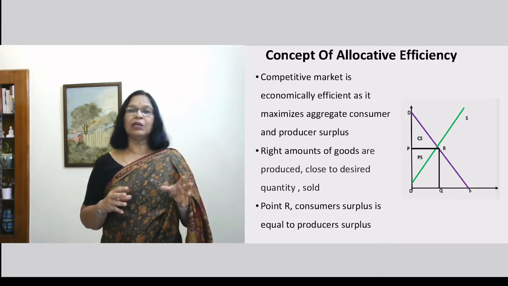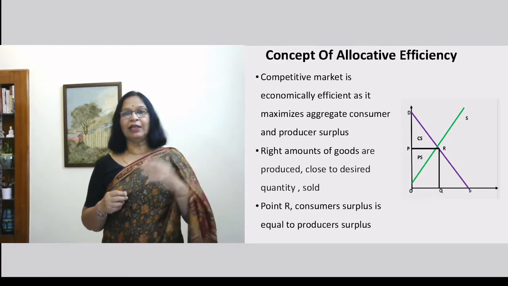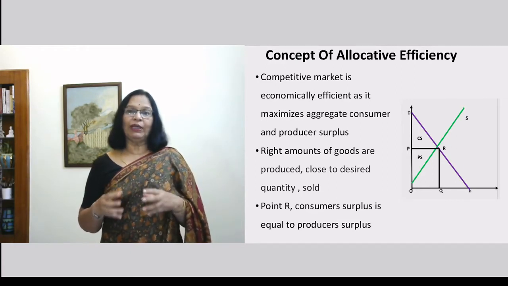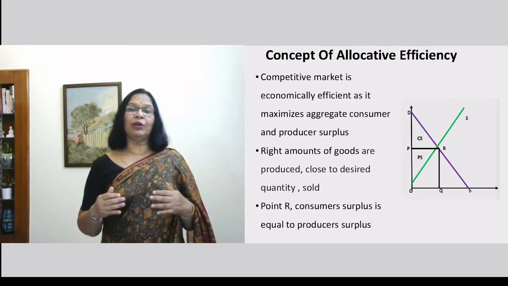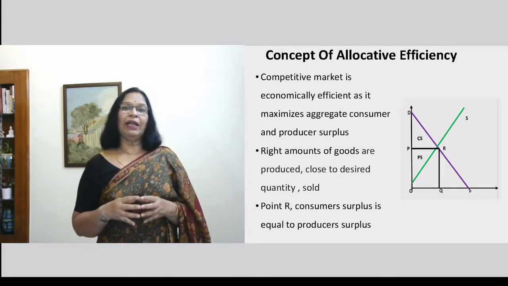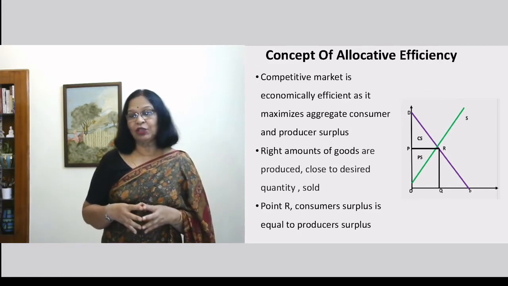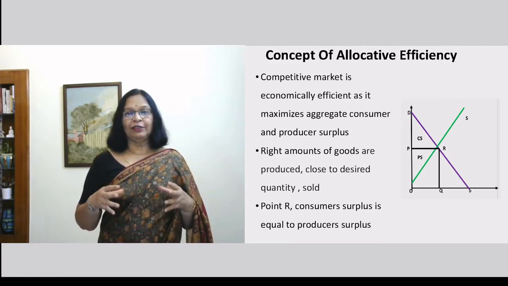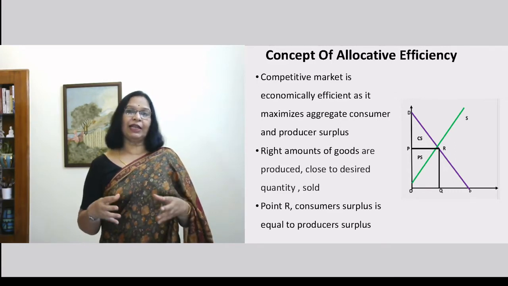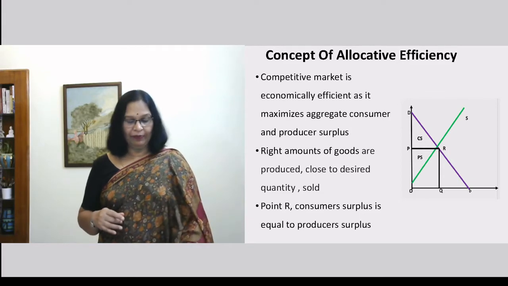So the producers are getting more than what they expected, the consumers are paying less than what they expected to pay. When that happens, we tend to reach a situation where the two are in equilibrium, and then we say when the producer's surplus is equal to the consumer surplus, then the market has settled the quantity and the price for both the producer and the consumer.